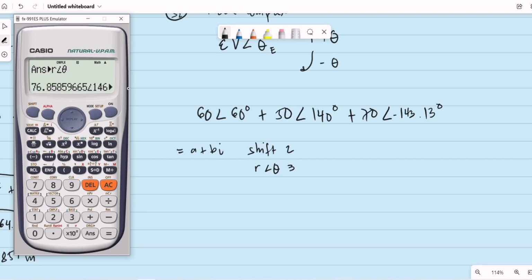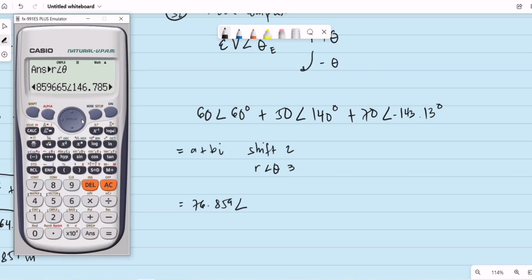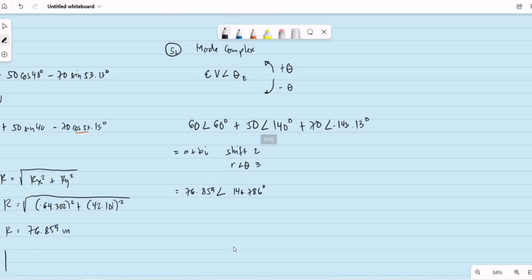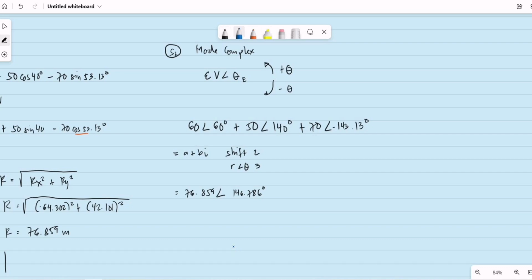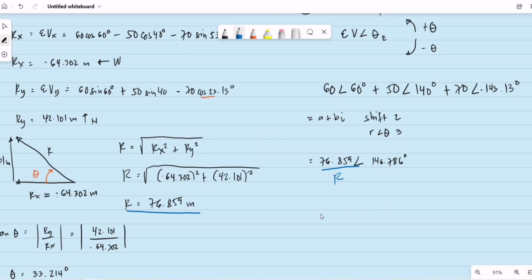So this will give us the value 76.859, and then its corresponding angle is 146.786 degrees. So we are now in that form using mode complex. This is one of the requirements already. This is our resultant. Did we arrive with the same resultant earlier? Yes. Using the other method, we arrive with the same value of 76.859 meters.